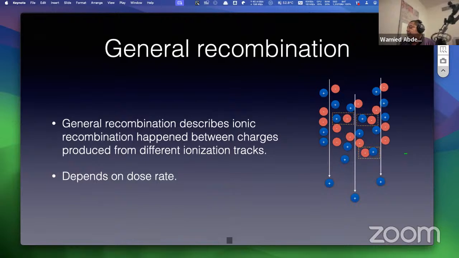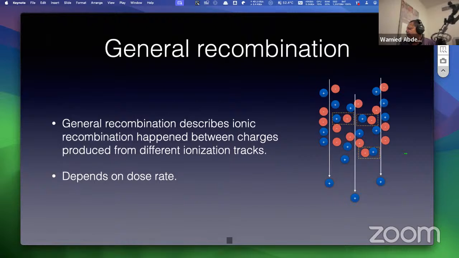If we're measuring percentage depth dose for an electron beam, for example, the ionization density will vary if we are at Dmax or, let's say, at R50. It's a big difference between the two. And since general recombination depends on the number of tracks or the ionization density, the correction factors for general recombination will not be the same.